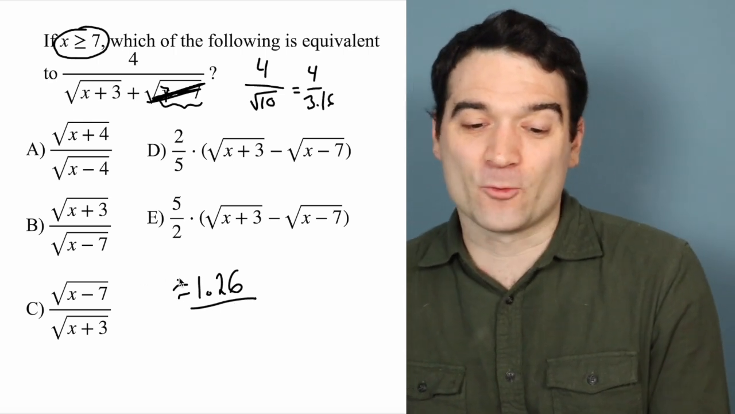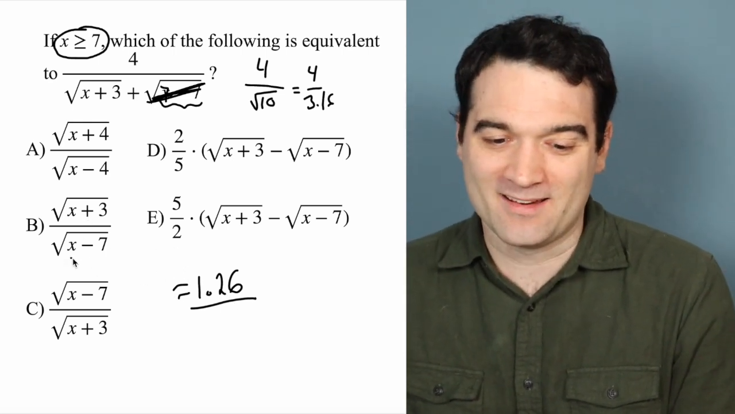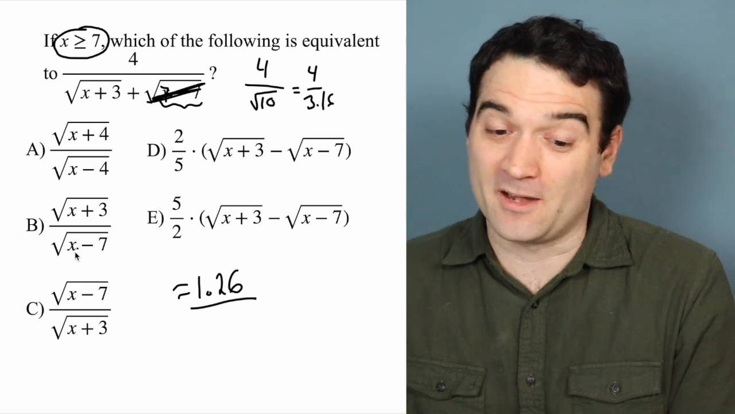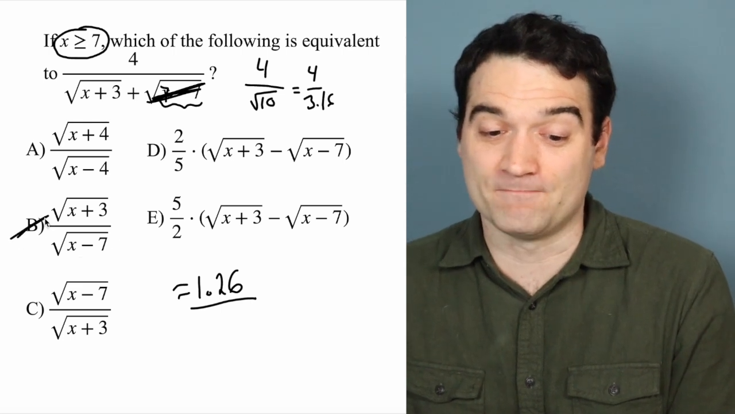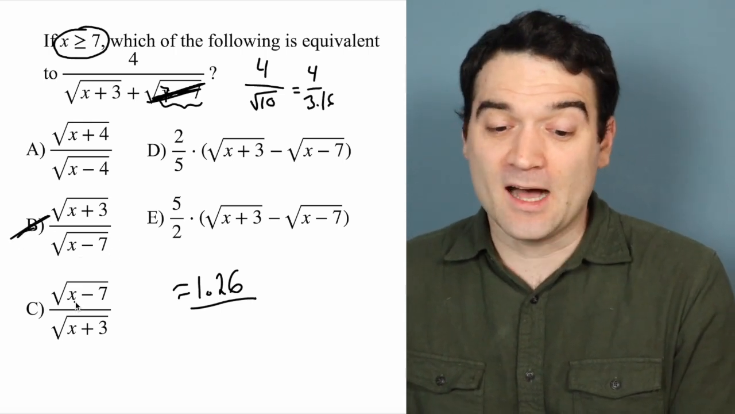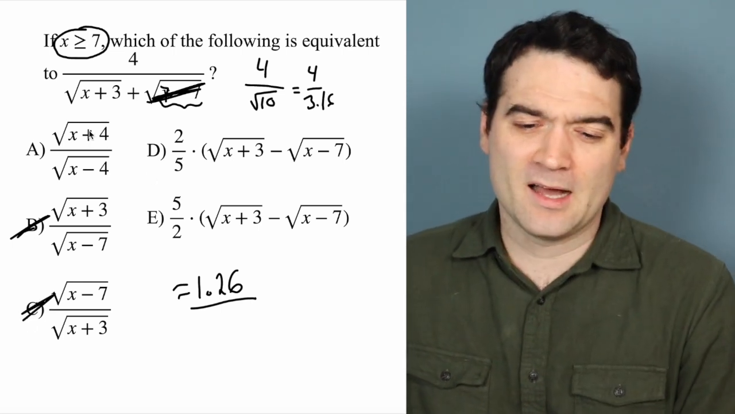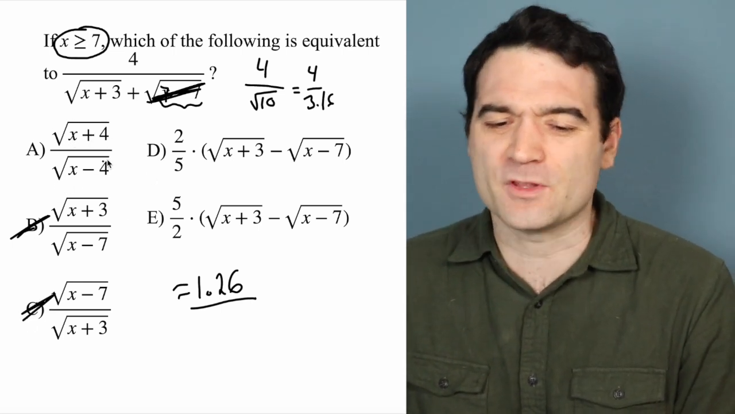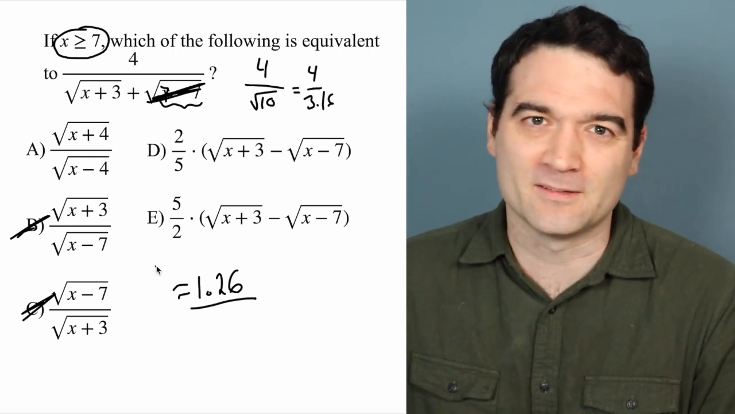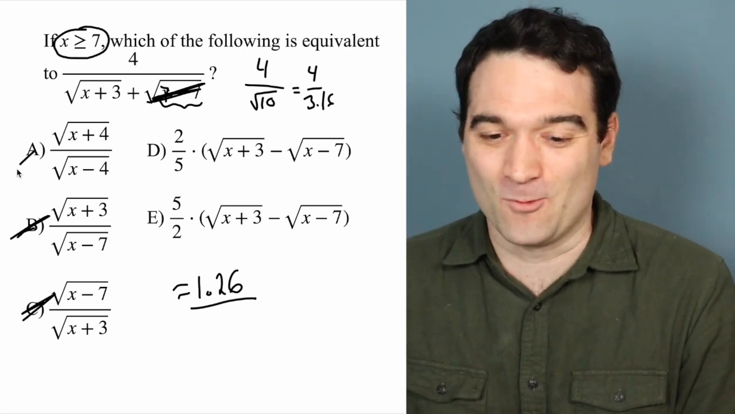Well, let's get rid of a few right off the bat. I can't have a 0 in the denominator, right? 7 minus 7 is 0, so that's undefined. That doesn't equal 1.26. This is the square root of 11 over the square root of 3. Feel free to do that on your calculator. I forgot what it equals, but it doesn't equal what we want.